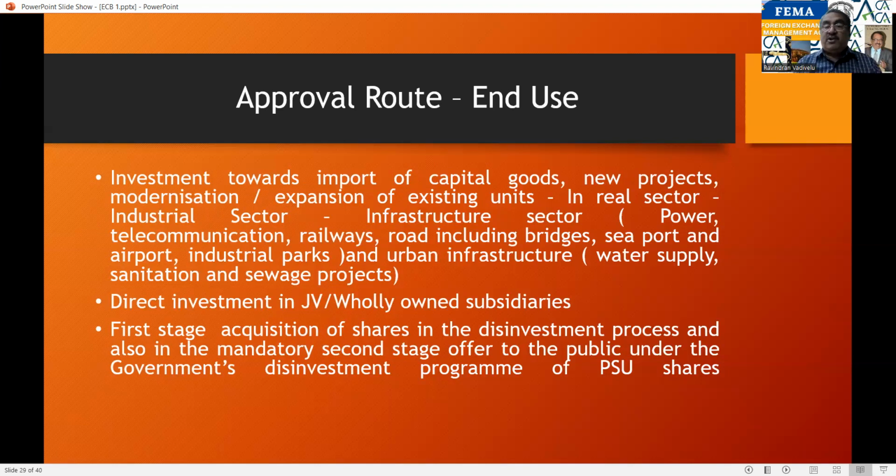That is investment towards import of capital goods, new projects, modernization, expansion of existing units, industrial sector, infrastructure sector. Infrastructure includes power, telecommunication, railways, road, including bridges, seaport, airport, industrial parks, and urban infrastructure. And what are all called as urban infrastructure? It is water supply, sanitation and sewage projects, and direct investment made in joint venture and wholly owned subsidiaries. And by way of first stage of acquisition of the shares in this investment project, and also it is mandatory in the second stage to the public under the government's disinvestment program of public sector units.